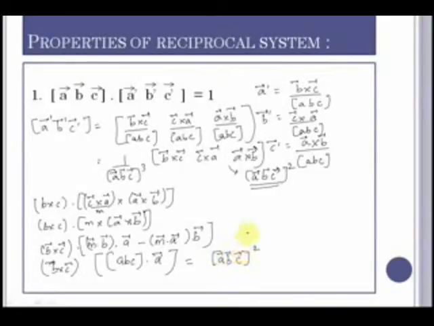Thus the value of the box product of B cross C, C cross A and A cross B is the square of the box product A B C. Thus this is A B C whole square. Therefore this and this gets cancelled and what we get is final value A dash B dash C dash is equal to 1 by A B C. Thus the product of these two is equal to 1.